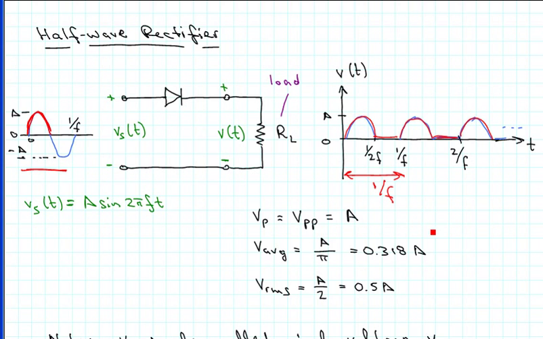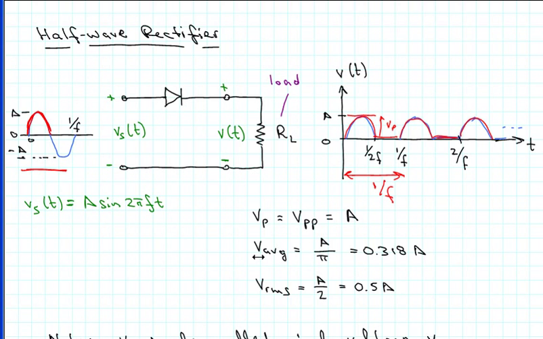We assume that Vs is A times sine 2 pi ft, so we can compute from this our various quantities, peak voltage, peak-to-peak voltage, and so on. Peak voltage is easily seen from the picture here to be just A, and because we don't have any negative voltages, that's also equal to the peak-to-peak voltage.